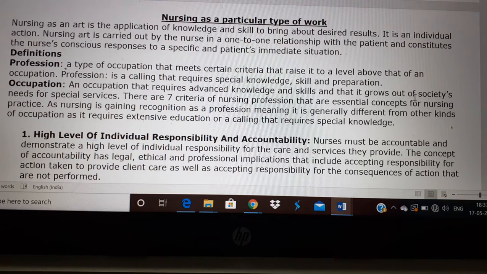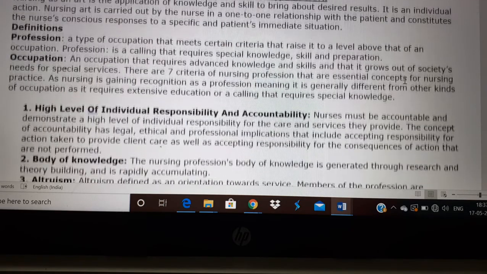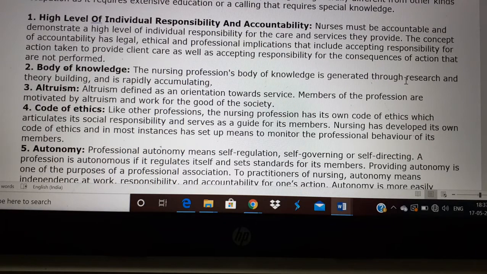Okay, so I have taken 7 criteria for the nursing profession. We'll go one by one. What are these 7 criteria for the nursing profession? High level of individual responsibility and accountability. Each nurse should be responsible and accountable for their actions when they take care of the patient, when they provide service and care for the patient.